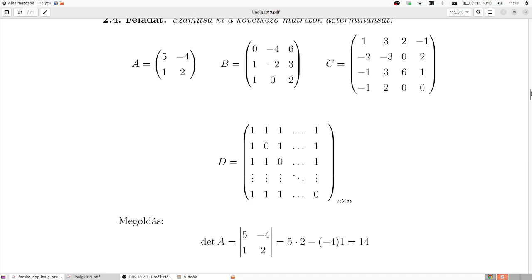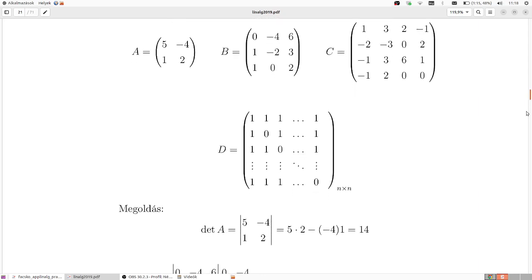But this is not 0. Which one? The result of this is not 0. Really? The determinant is not 0. Yes, there is some contradiction. Why? I will answer you soon.